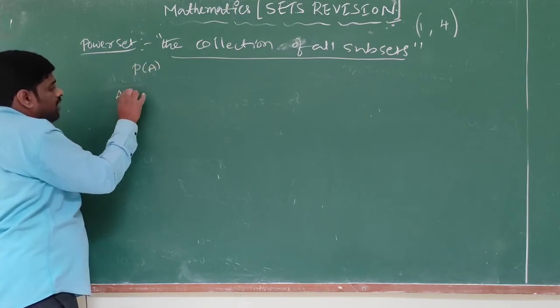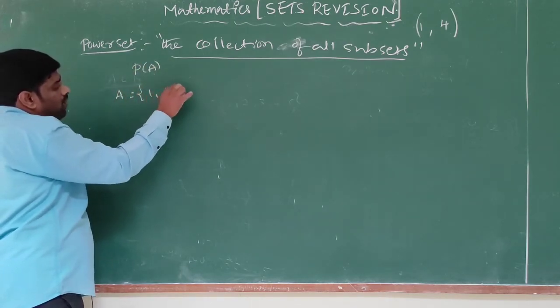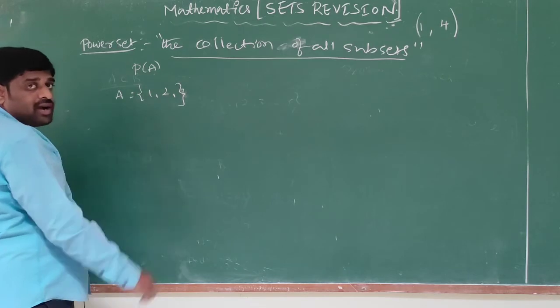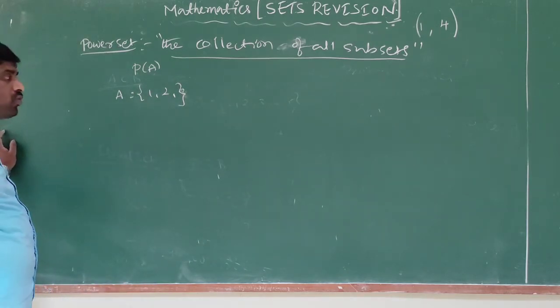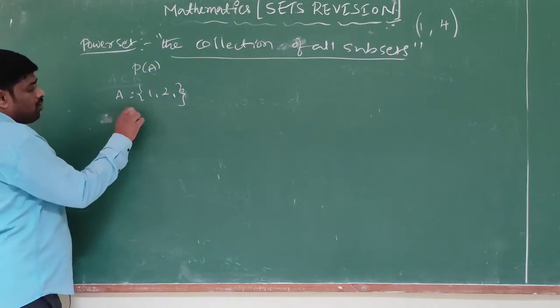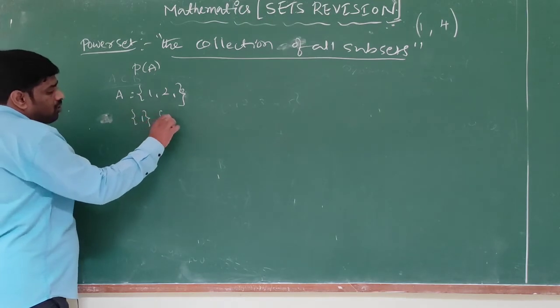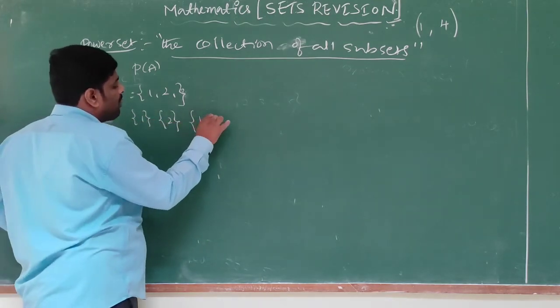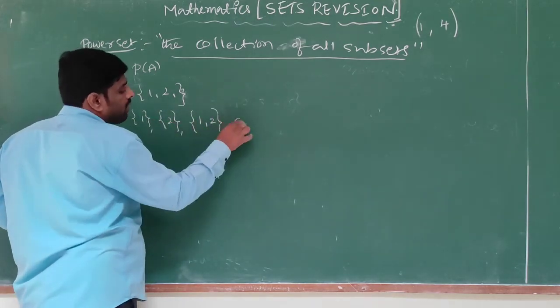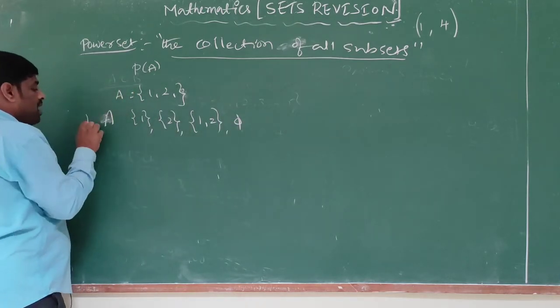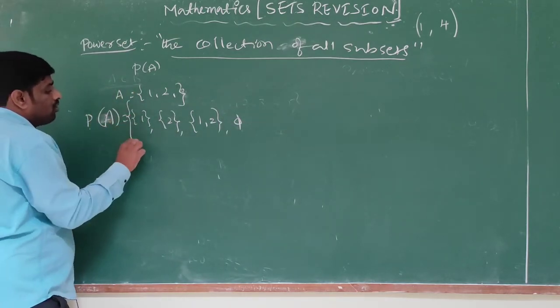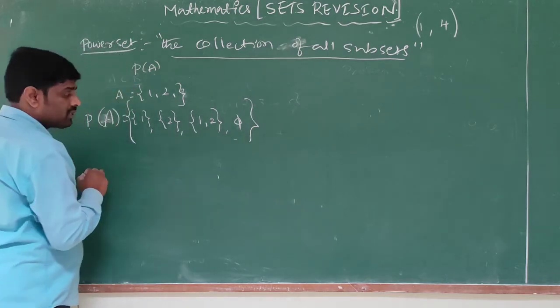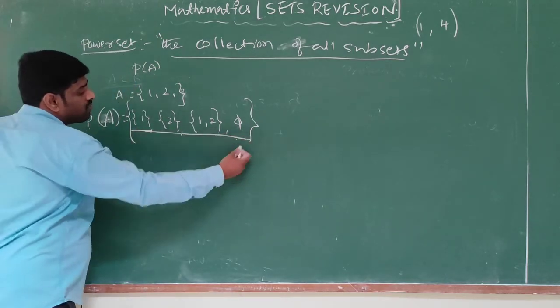So here A is equal to {1, 2}. Now, number of subsets are what? 2 to the power of 2. The subsets are {1}, {2}, {1, 2}, and the null set. So therefore P of A is equal to this collection of subsets, and this is called the power set.